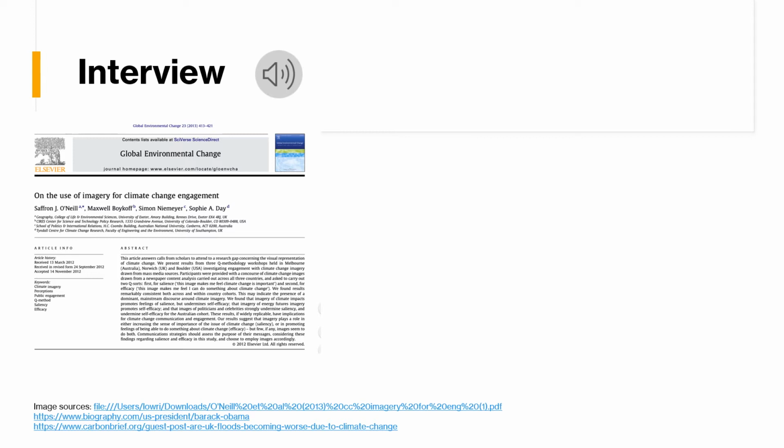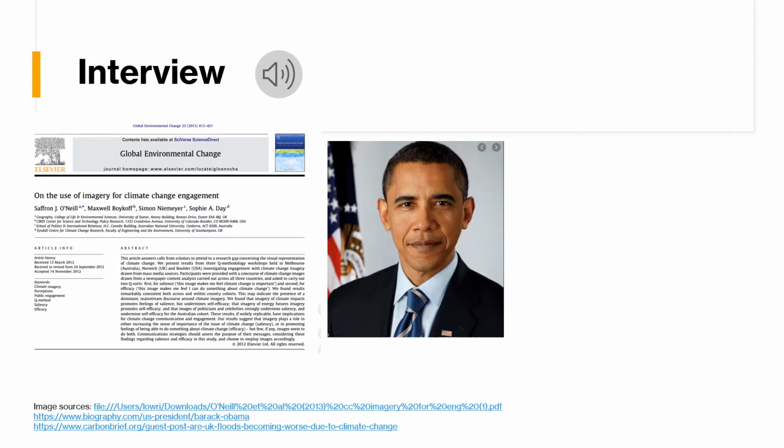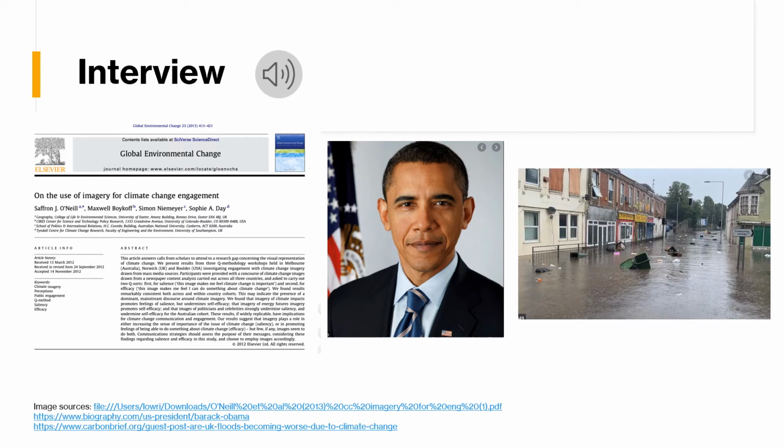Saffron went on to explain that images of prominent leaders such as Obama did not promote feelings of salience or efficacy. There is such a huge difference in prominent leaders' lives and the average person's life. Therefore, many have become desensitized to these images. It is not something that is going to impact an individual's everyday life, whereas images of severe flooding caused by climate change create different levels of engagement. People can relate as one day they may see themselves in that situation and are therefore more likely to make a change to their lifestyle.